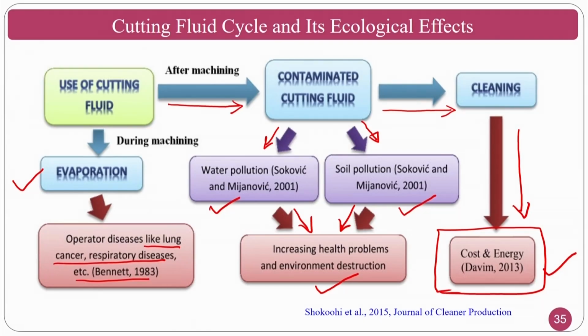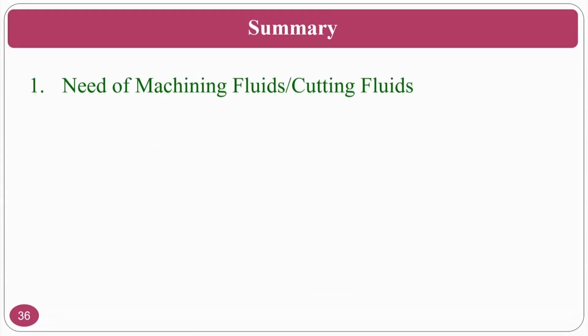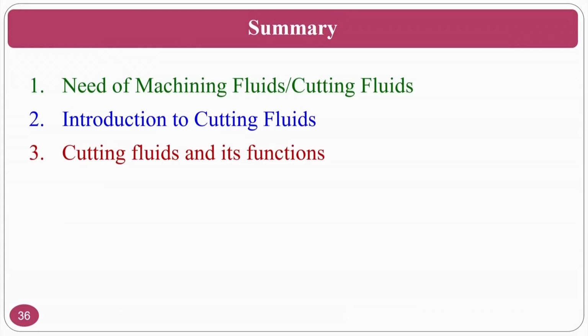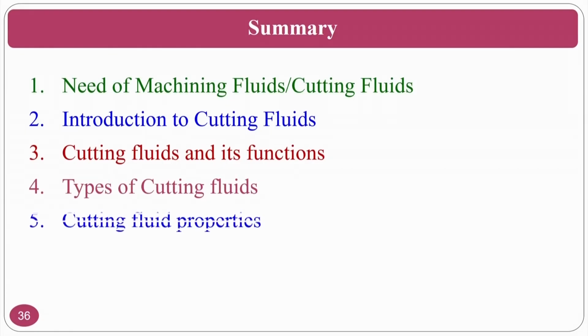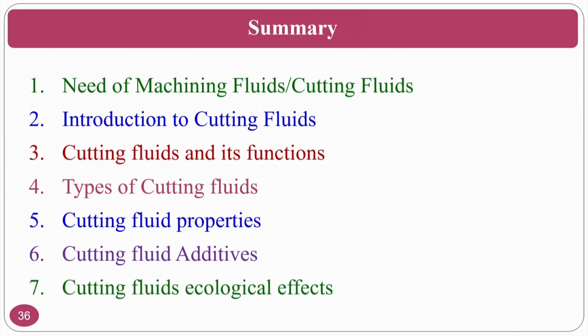The more details about these cutting fluid emissions and other things we will see in the next class. So, the summary of this particular class: the need of machining or grinding fluids, introduction to cutting fluids and their functions, types of cutting fluids, cutting fluid properties, and cutting fluid additives. At the same time, we have seen ecological aspects, just a glimpse of them. We have seen which additives are used, what their positives are, and what the negatives of cutting fluid additives are in a glimpse.